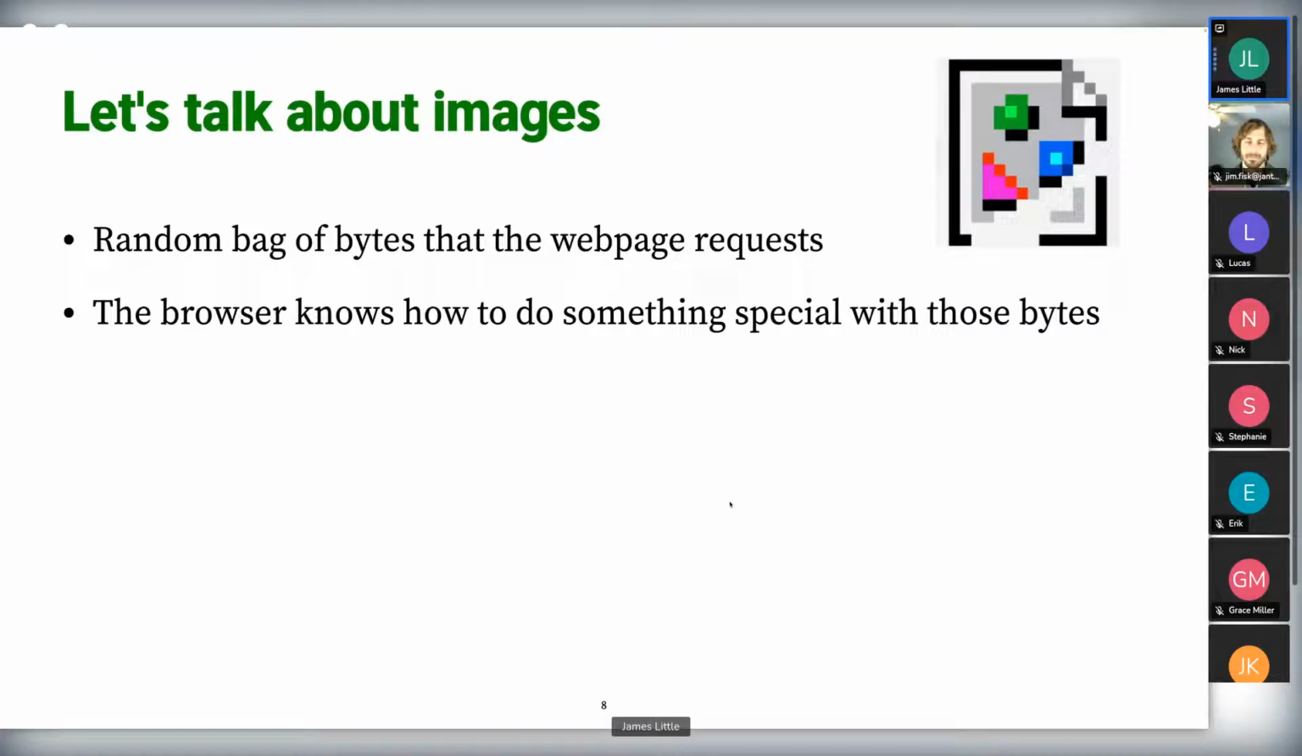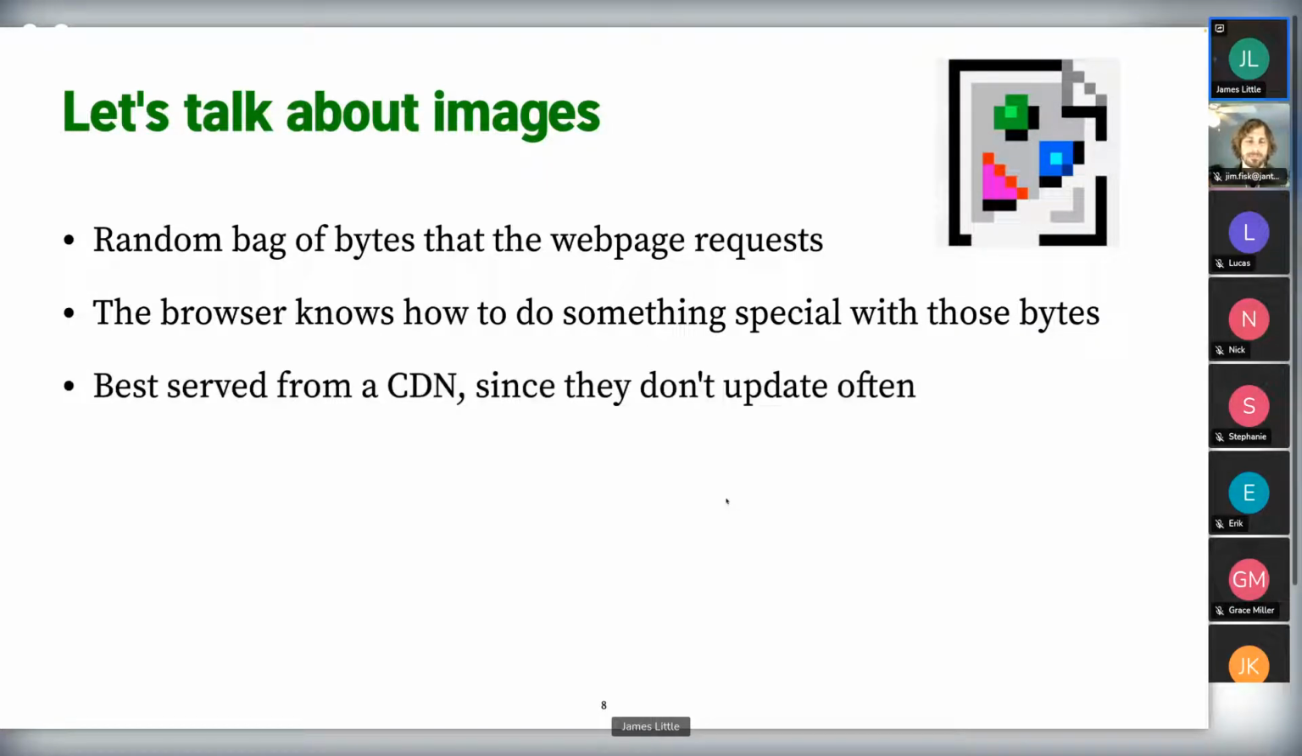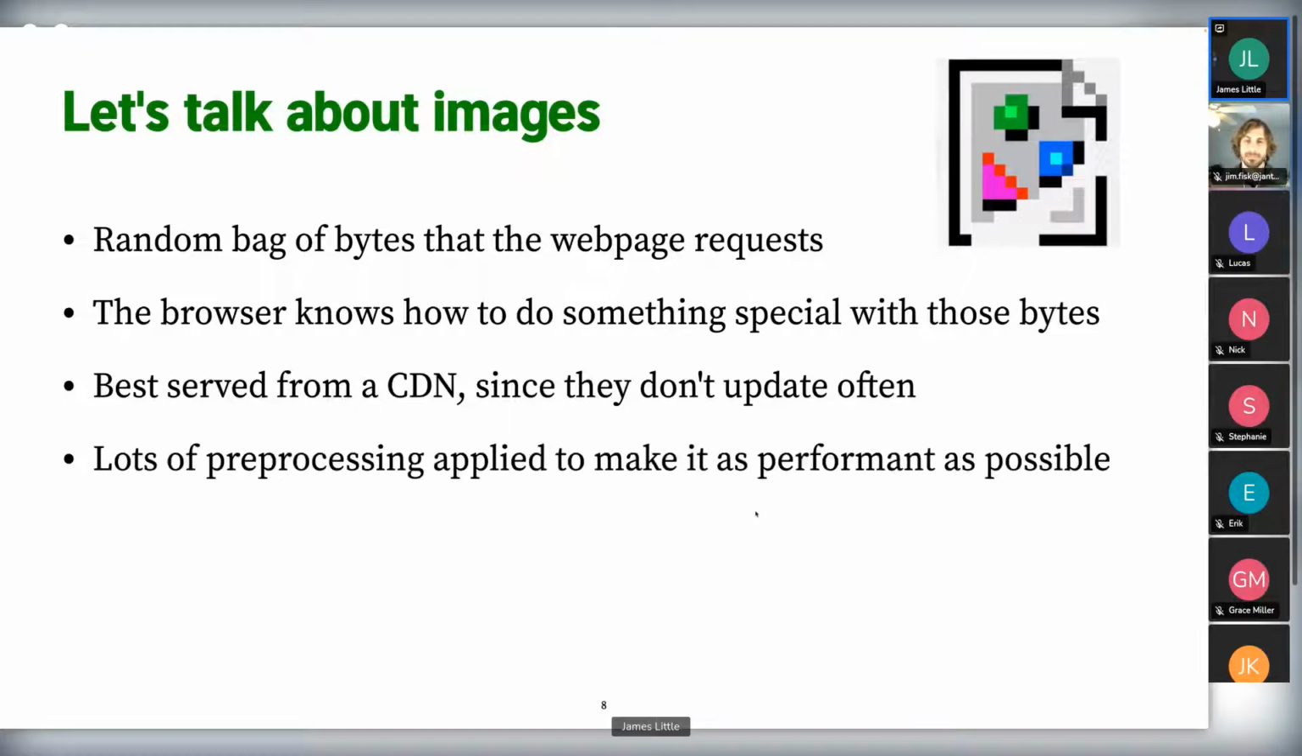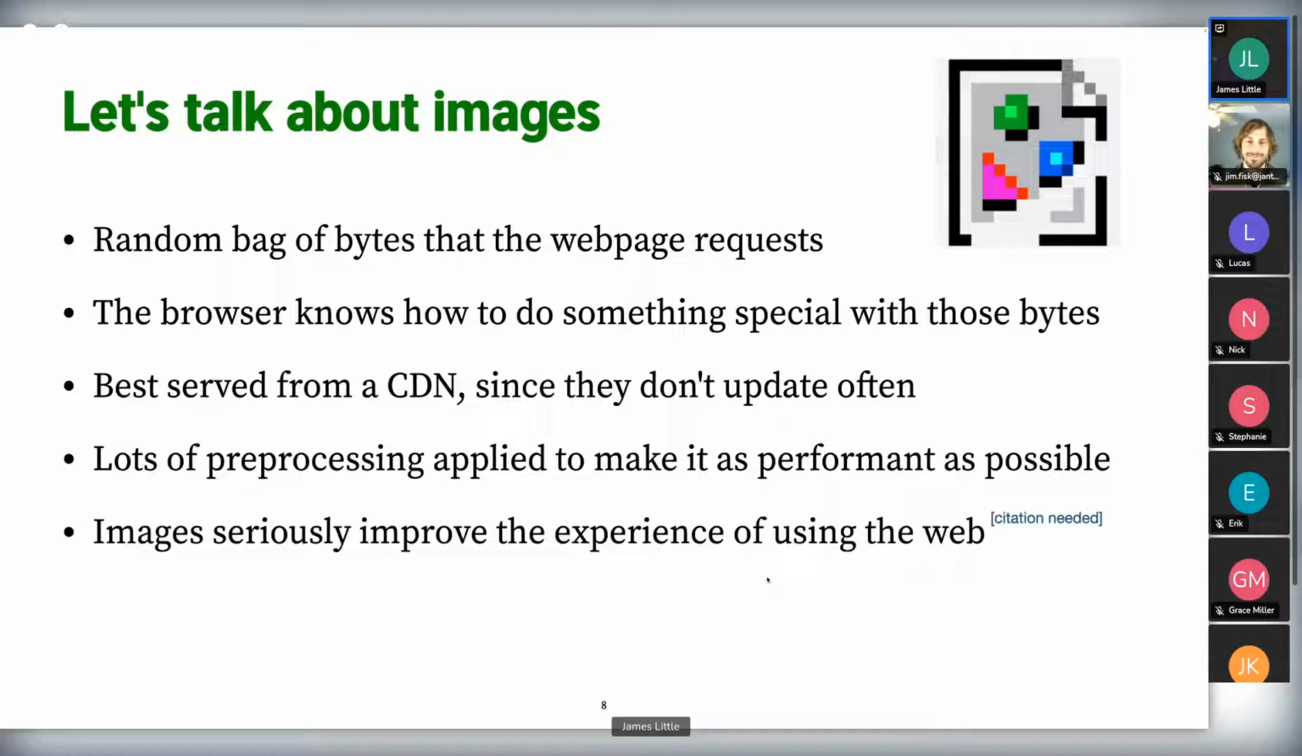These are relatively large files. They don't have to be super large, but they're relatively large. So we serve them from a CDN, so we can serve them from the edge and cache them because they don't change. We might do some pre-processing, especially now if you're using srcset, to make a bunch of images of a bunch of different sizes. If you want to convert your image into a modern format like AVIF, you do all of this pre-processing to make it as easy for the browser to render as possible. And this might be a controversial opinion, so feel free to disagree with me on this one, but I believe that images improve the experience of using the web.